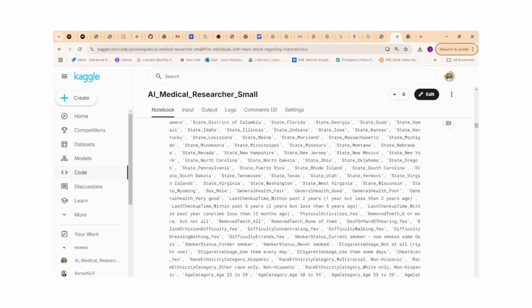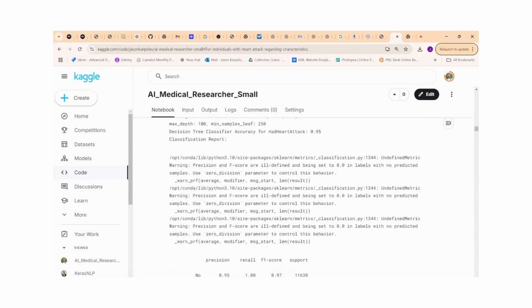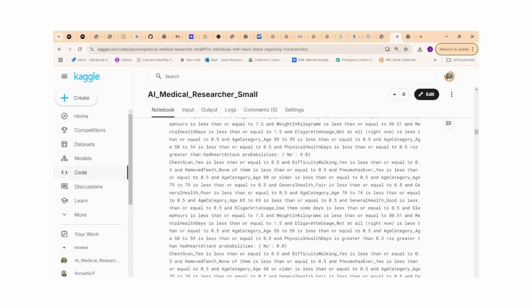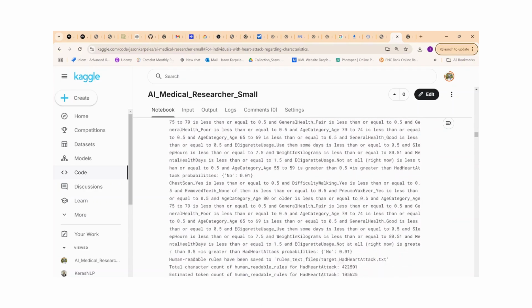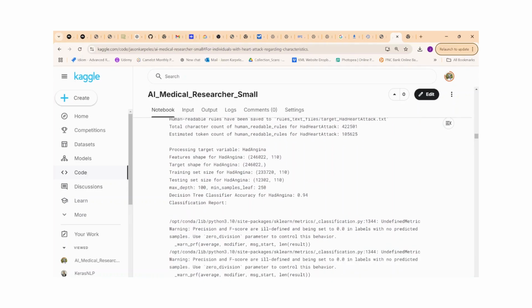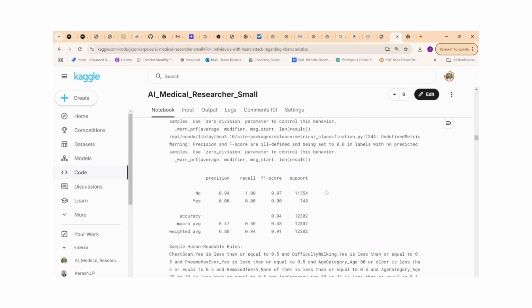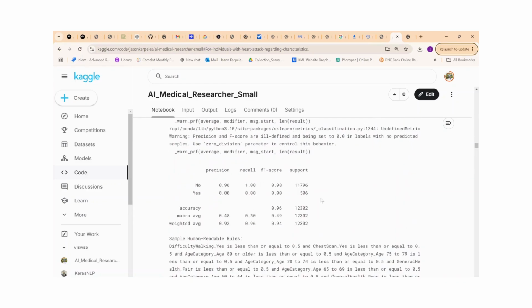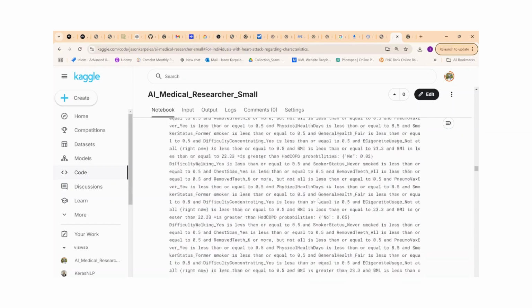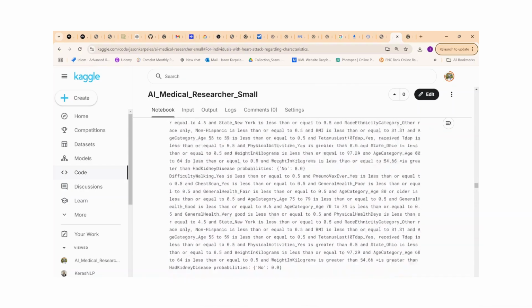And here's some examples of the rules. There we go. And so you can see that they're very detailed rules. And this one has about 105,000 tokens approximately. We do this for every dependent variable, which I believe there's about 10. There's a lot of information here.